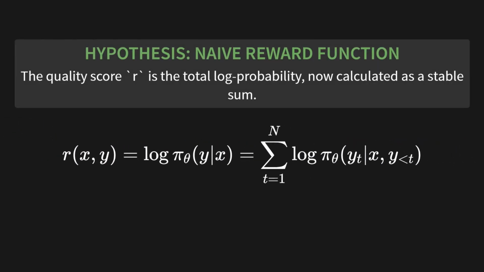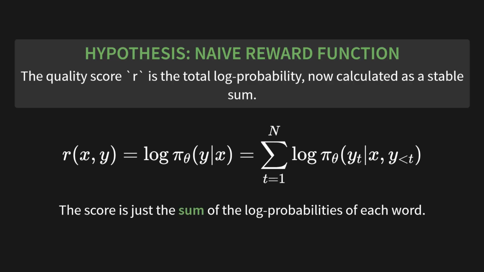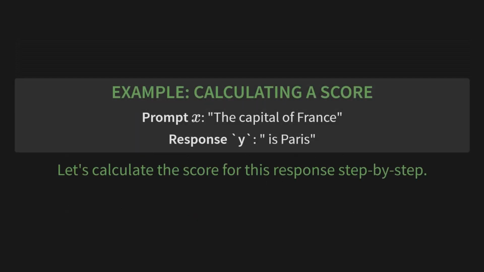So our naive reward function is back. And now we see the quality score R is the total log probability, but now it's calculated as a stable sum. Check out the formula. The score is just the sum of the log probabilities of each word. Simple as that. Okay, let's make this crystal clear with an example. We're going to calculate a score together, step by step.